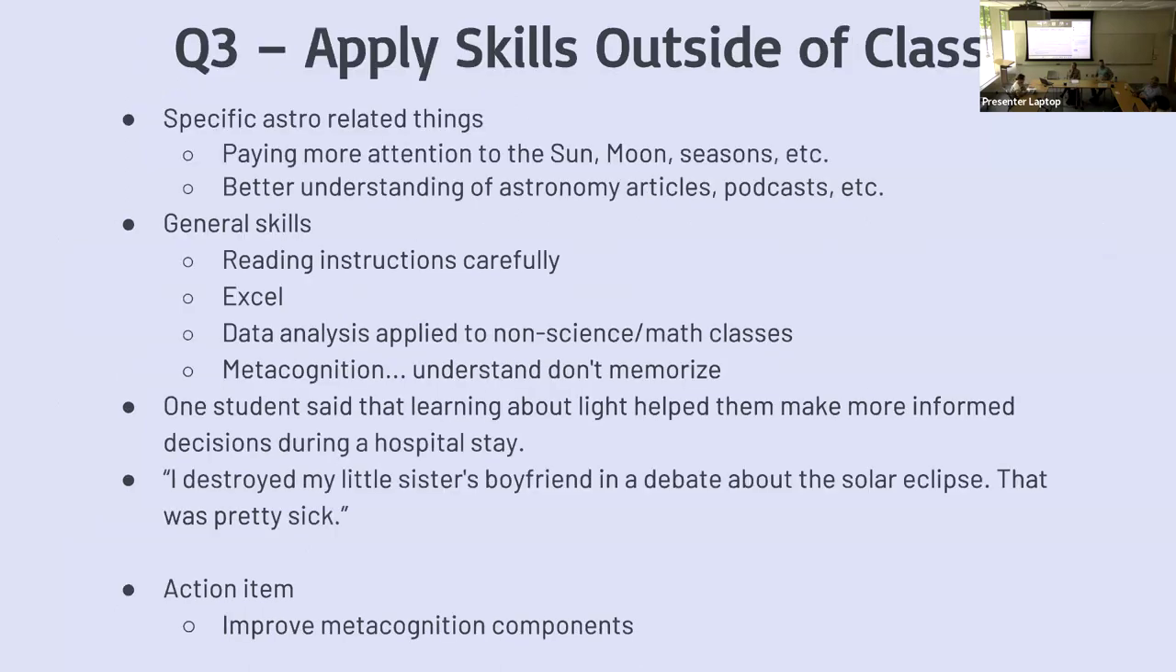So applying skills outside of class, a lot of the things that students talked about were specifically related to astronomy. They noted that they paid more attention to where the sun and the moon were in the sky, or related to seasons, or listening to astronomy podcasts or reading astronomy articles. A decent number of students also talked about general skills, like I've noted on there.